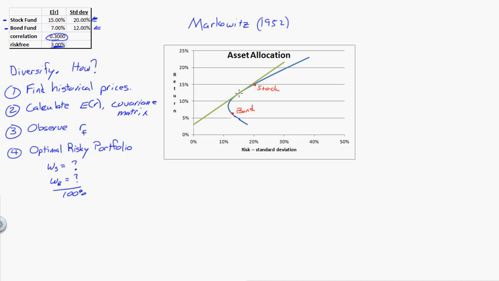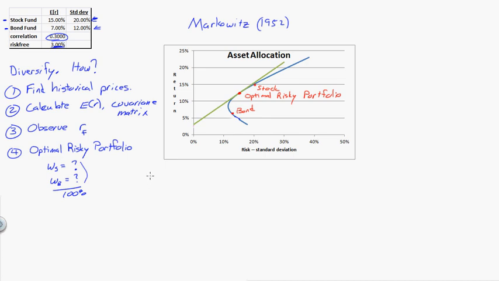At this point right here, we call this a tangency portfolio, or the optimal risky portfolio. So, hang on just a second. Okay, so as a portfolio manager, I've identified this optimal risky portfolio. You can invest either in it, which is a combination of stock and bond, or the T-bill.